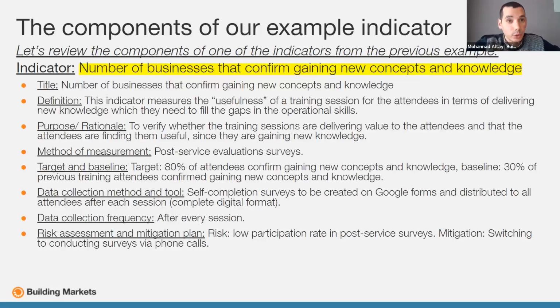And the last component, component number 8, is the risk assessment and mitigation plan. We touched on this in detail. It is again to make sure that every indicator has clearly reported weaknesses and strength points. For this example in particular, the risk might be a low participation rate in the post-service surveys. After businesses benefit from our services, they might be less interested in giving us what we want from them.